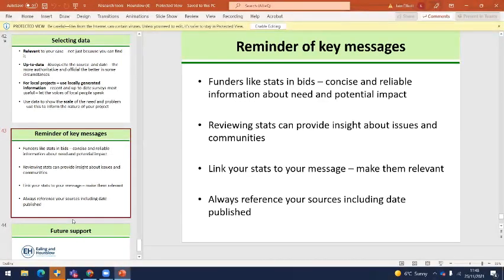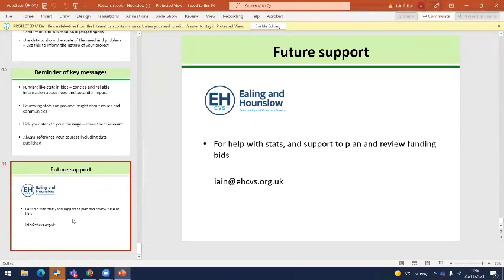So just a final recap. Funders like statistics in bids because they're concise and reliable. You're able to demonstrate a lot of information about the need, but link the statistics to your overall message, particularly when you're making that case about need. And always reference your source, including the date it was published.